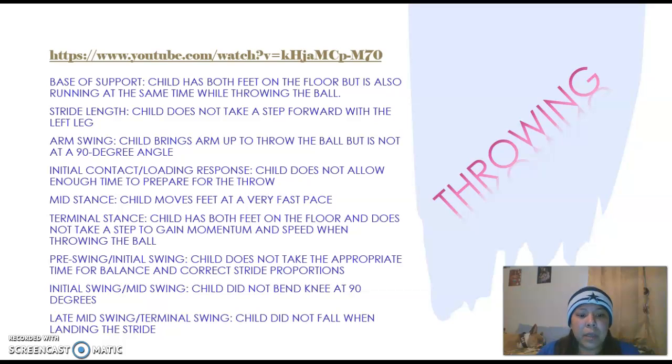Pre-swing, initial swing, child does not take the appropriate time for balance and correct stride proportions. The initial swing, mid-swing, child did not bend knee at a 90-degree angle, nor the arm. Late mid-swing, terminal swing, child did not fall when landing the stride or when throwing the ball.